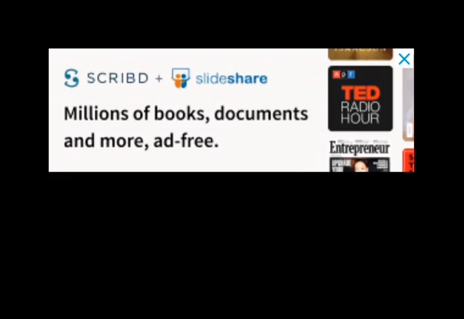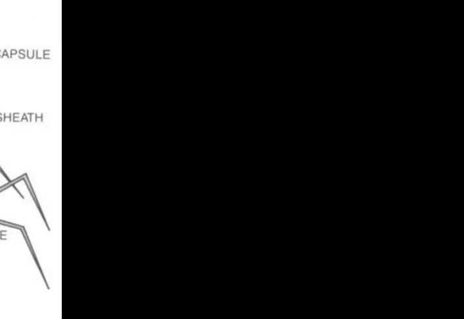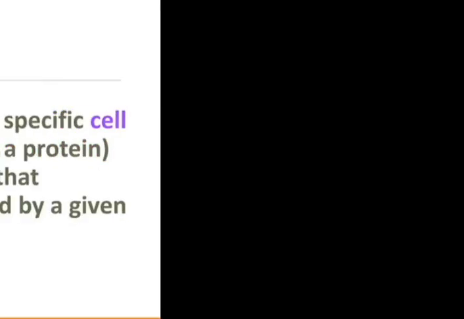Bacteriophage, this is a type of virus. The simplest system, their genomes are replicated only after being injected into the host cell. The genomes can recombine during this infection. Each phage attaches to a specific cell surface molecule, usually a protein, and so only the cells bearing that receptor can be infected by a given phage.